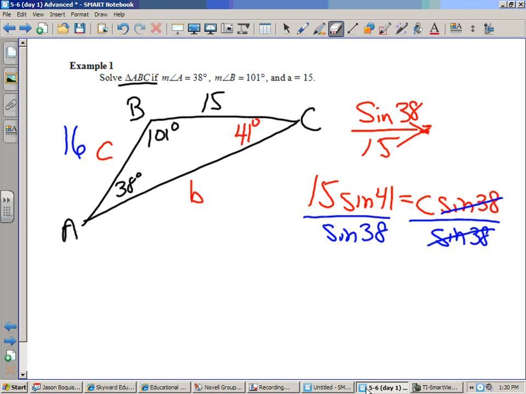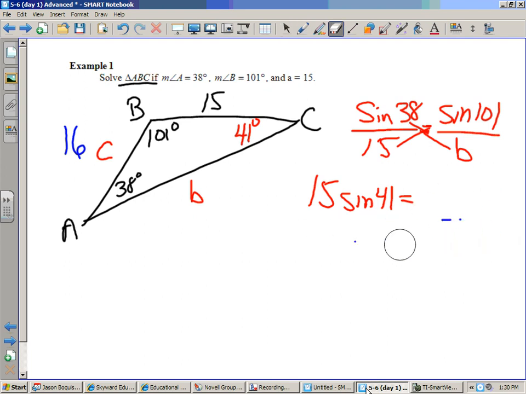Can I use Pythagorean theorem to find side B? How come? It's not a right triangle. There you go. Can I use SOHCAHTOA to get B? No, because it's not a right triangle. Can I use law of sines to get B? Yes, because that works for any triangle, as long as you got a pair, and I do. So we've got sine of 101 over B. So really, the only thing that changes for this one is it's still 15 and it's sine of 101, right? Equals B times sine of 38 degrees. So divide.